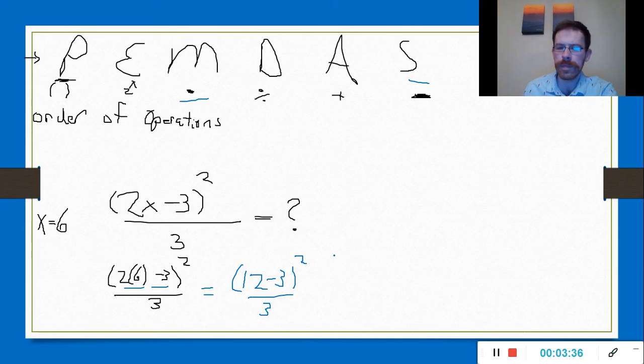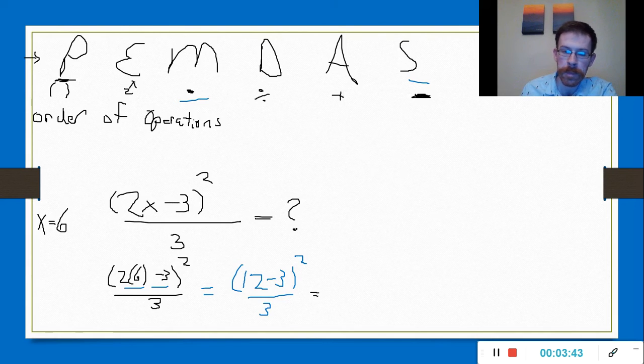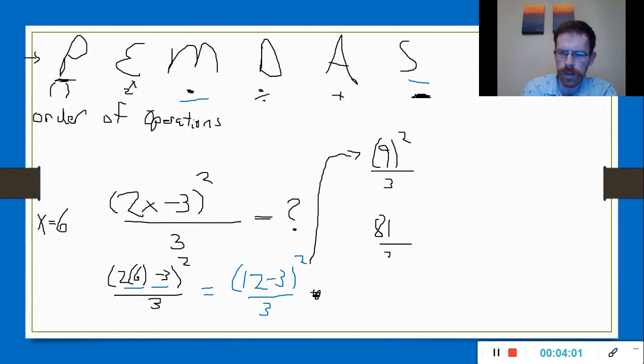Probably should have written that in black, but it works. I'm actually going to write that stuff up there. That's 12 minus 3, 9, squared, divided by 3. Well, that means that's 81 divided by 3. 81 divided by 3 is equal to 27.